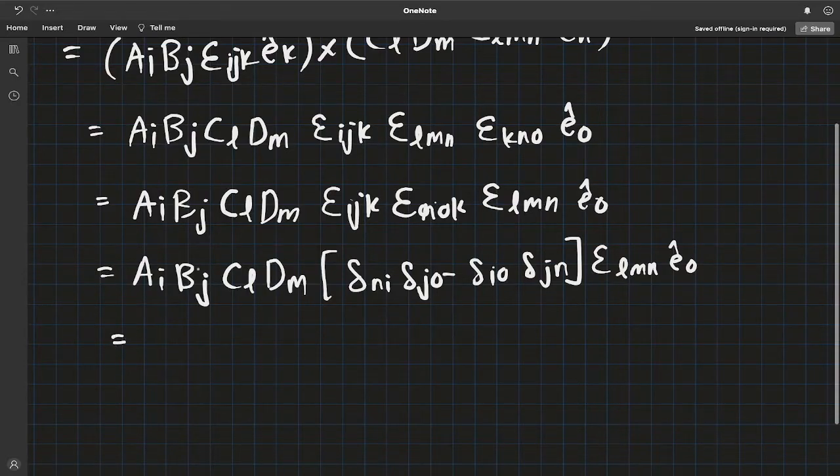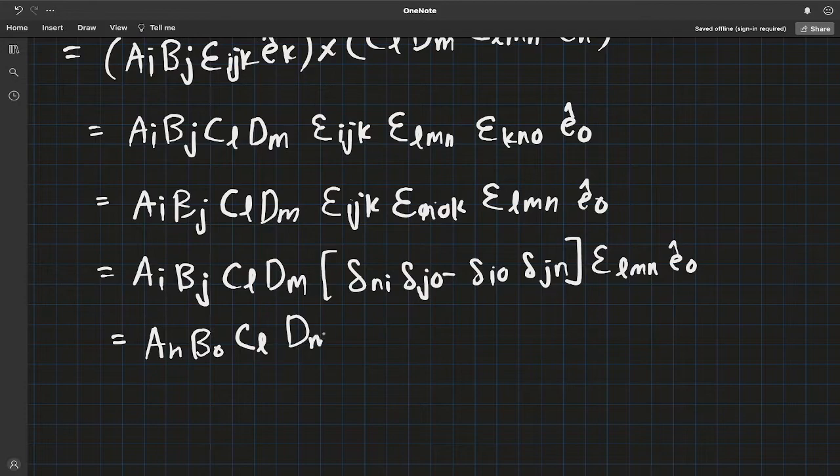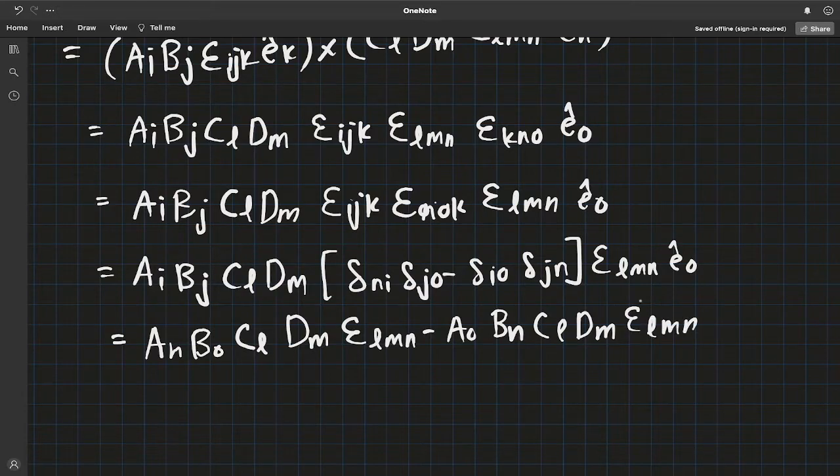Okay, we can contract over some indices. We have an here, bo here, cl here, dm, epsilon lmn minus ao bn cl dm epsilon lmn, and don't forget the e_o hat that's there.